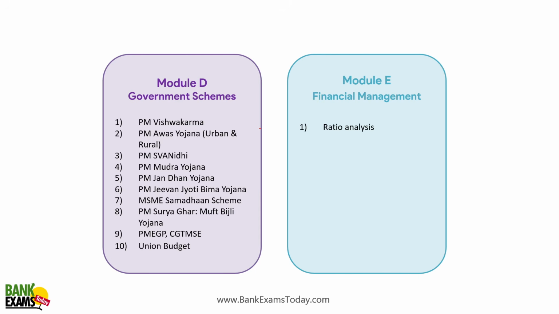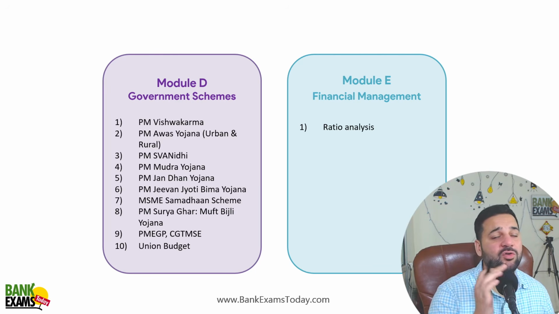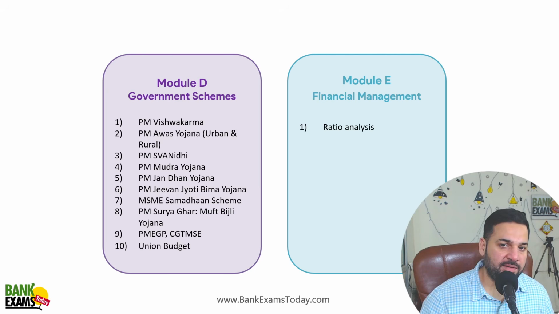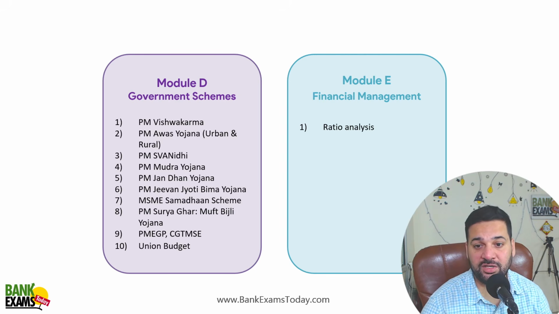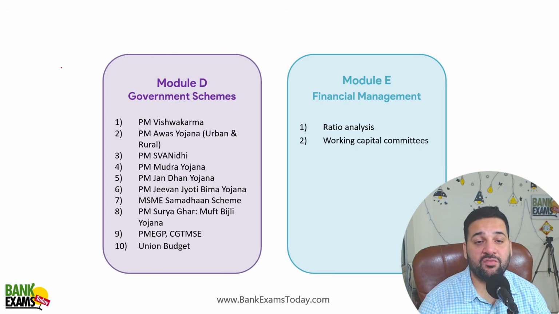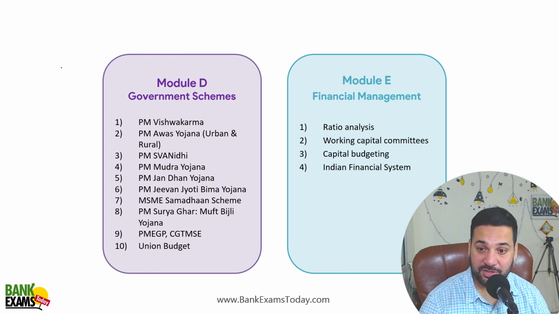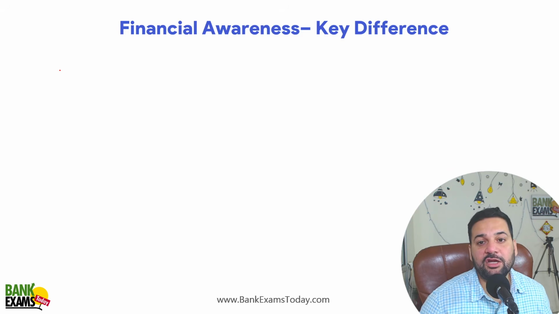In the E module, this is not common for both Scale 2 and Scale 3. In Scale 2, you will find fewer questions from financial management. Financial management इतनी ज़्यादा नहीं आती, बहुत कम आती है Scale 2 में. But it is really important for Scale 3. You will find questions from ratio analysis. A lot of questions from ratio analysis in Scale 3. Working capital committees, capital budgeting, Indian financial system, regulatory bodies in India. So you will find questions from that.